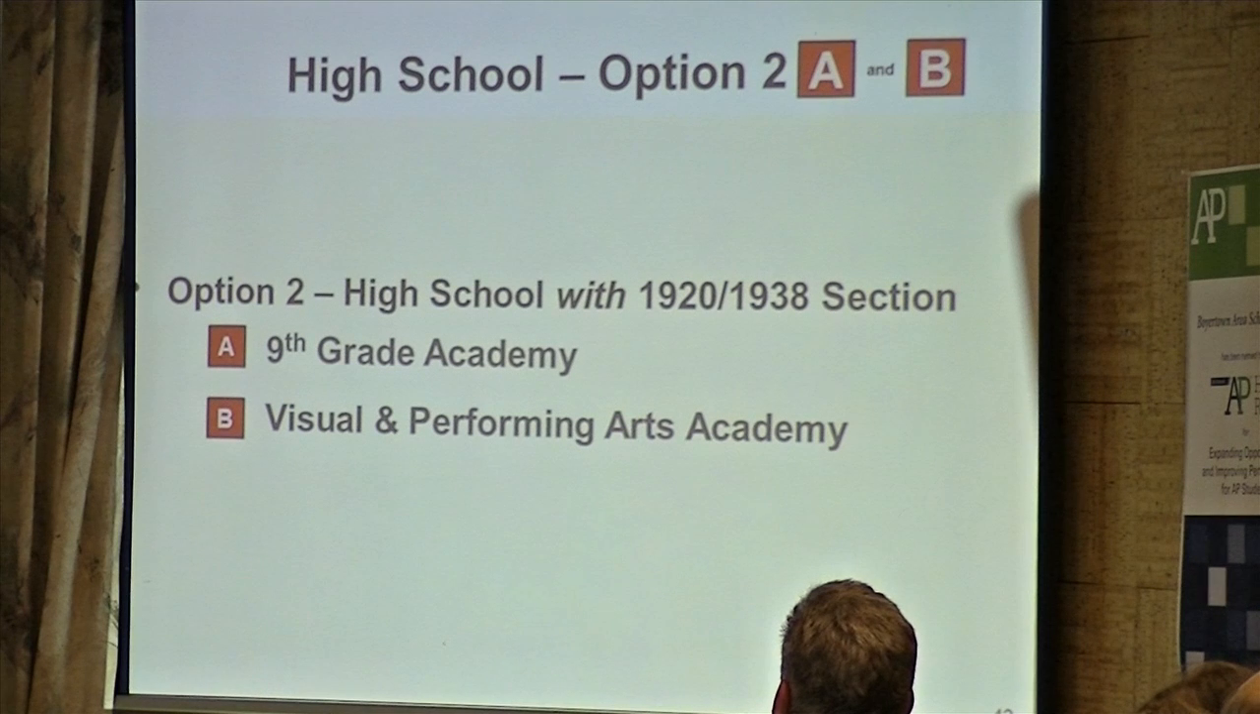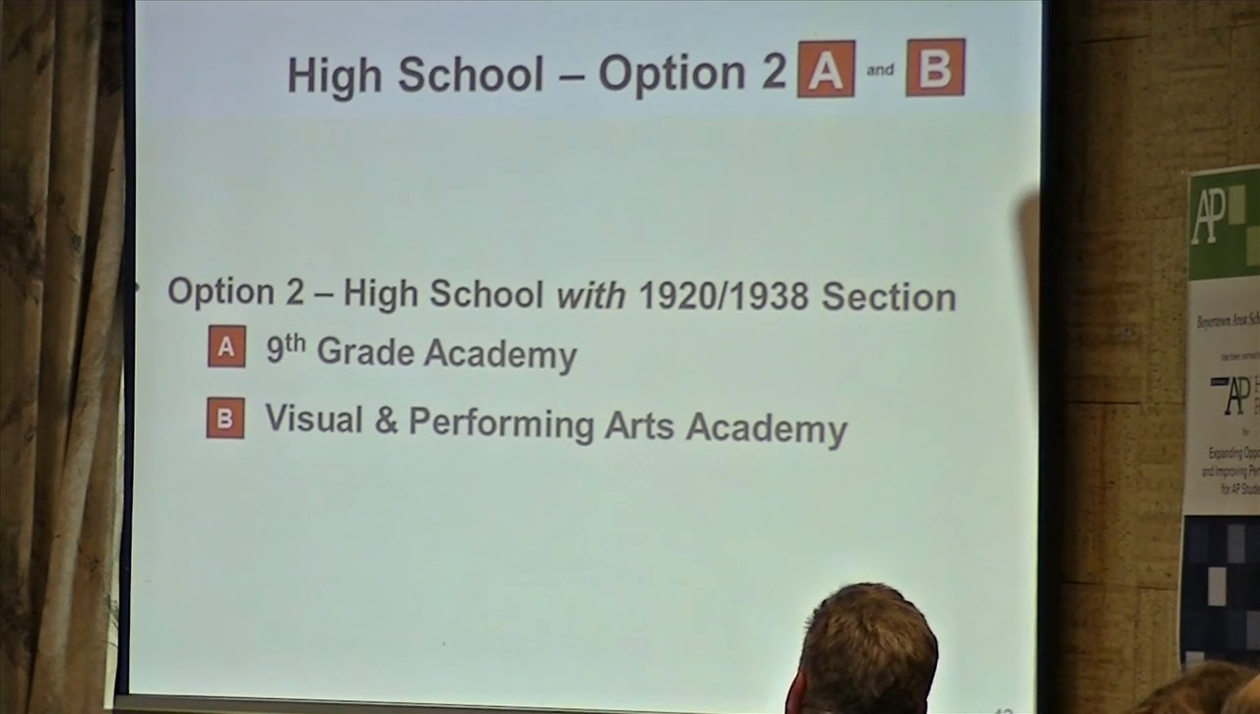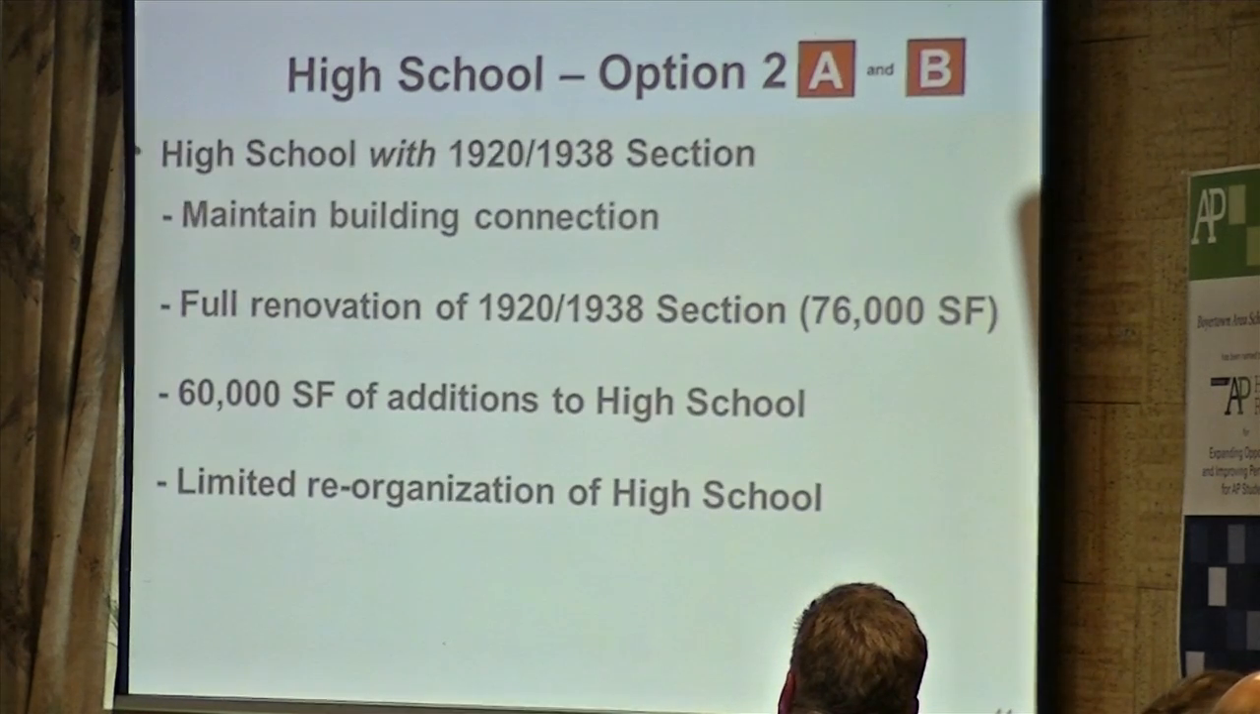We look at it under A as a 9th grade academy, where you would adjust your educational program a little differently than the way it was planned before. And we wanted to see if a 9th grade academy would fit into that structure. And then under B, we looked at taking one of the academic areas, the visual and performing arts, and see if that academy would fit in that area.